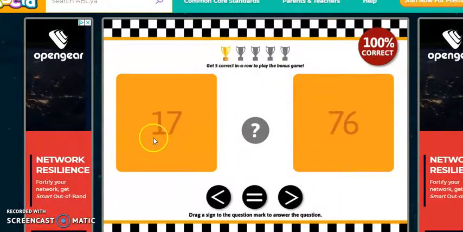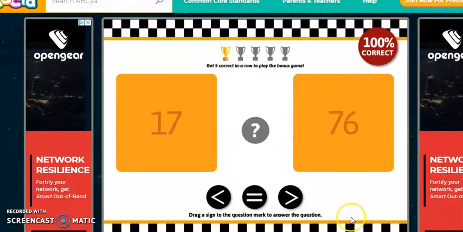So first we compare the number in the tens place. So we're comparing 1 or 10 and 70. Sometimes I'll call it 1 and 7, but just keep in mind that it's actually a 10 and a 70. So here, which one's going to be the bigger number? 17 or 76?